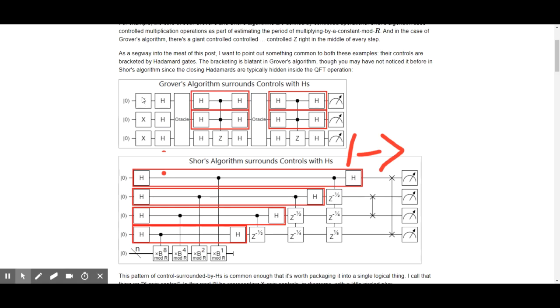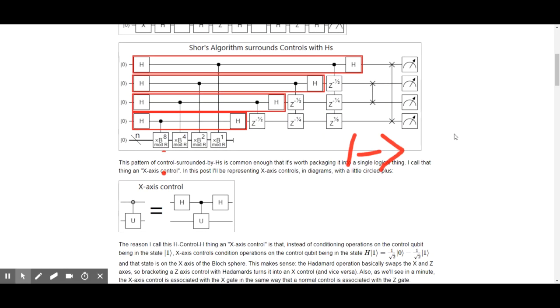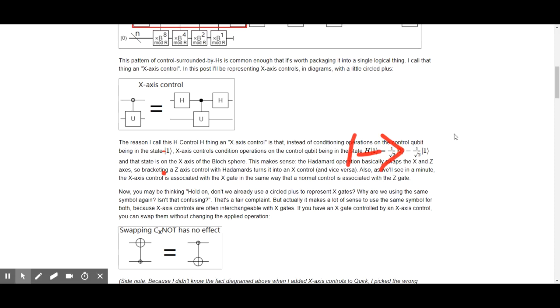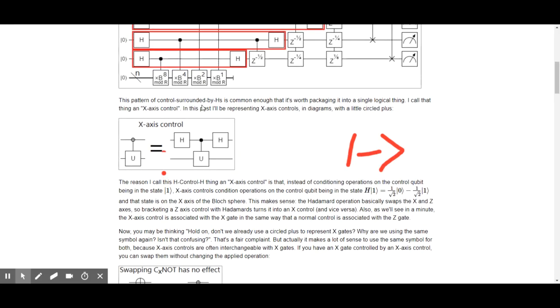I think I know why there are all the X in here. It's for the oracle to work. For the flagging to work, I think. So this pattern of control surrounded by H is common enough that it's worth packaging into one single logical thing.